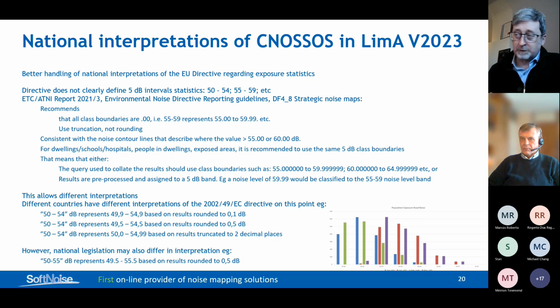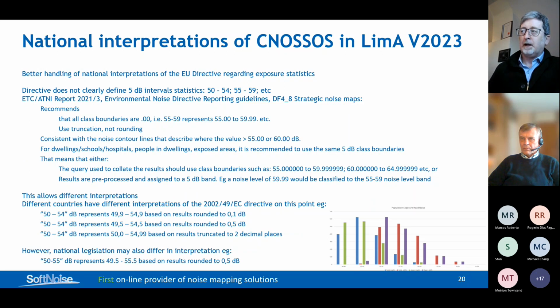Therefore, a report was made and published by the European Environment Agency on guidelines for strategic noise mapping to deal with this. And it has some recommendations, not mandatory, but recommendations. And it recommends that all class boundaries go from that 5 dB step up to almost the next one. In other words, it's using truncation and not rounding. So 59.99 does not get rounded up to 60. It remains as 59.